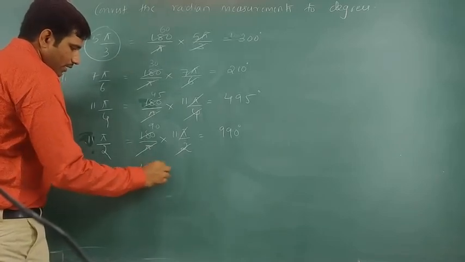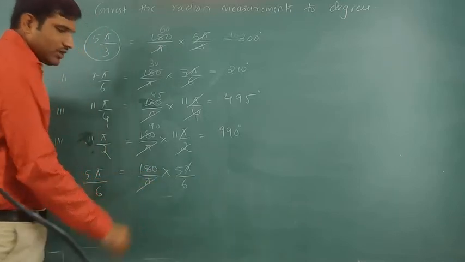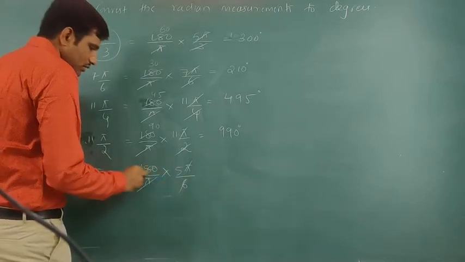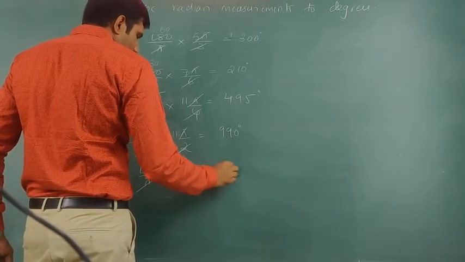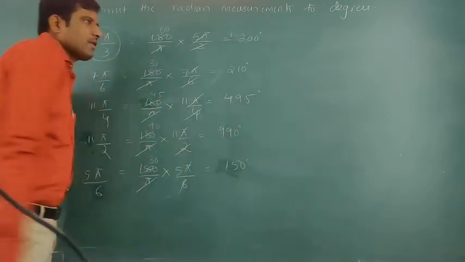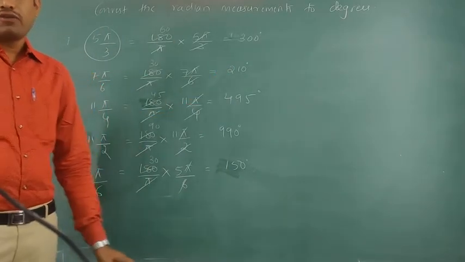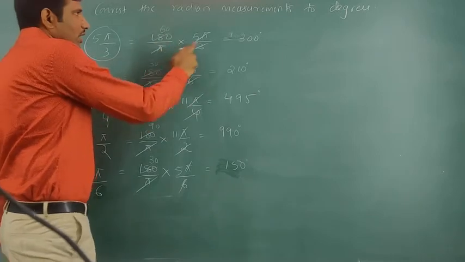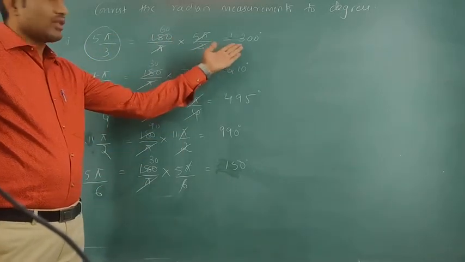Similarly 5 pi by 6. 180 by pi into 5 pi by 6. Now this pi will get cancelled. 6 ones are 6, 6 thirties are 180. So 30 into 5, how much is it? 150 degrees. So this is how we can convert radian to degree. We have the formula: 180 by pi into the radian value. So 180 by pi into 5 pi by 3 is 300.